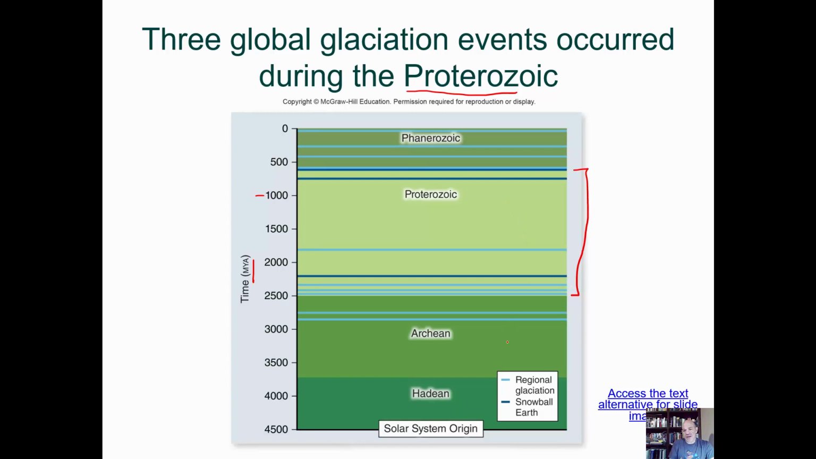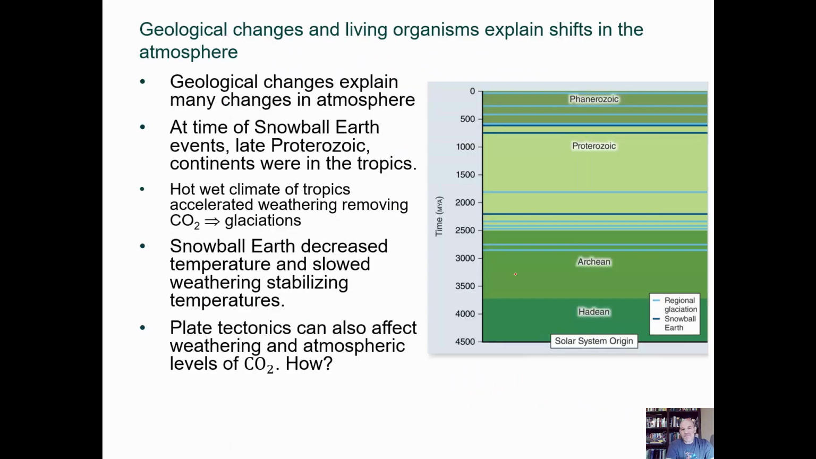And you can see that the dark blue lines represent periods of time in which we have massive glaciation from pole to pole, called Snowball Earth, is the nickname for that. And then there are periods where you have significant cooling, but not glaciation from pole to pole, just regional glaciation. Sometimes we refer to these as ice ages, for example. You can see the time frames there.